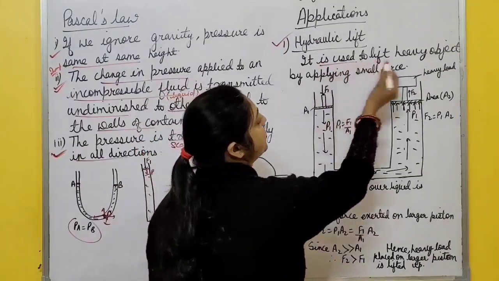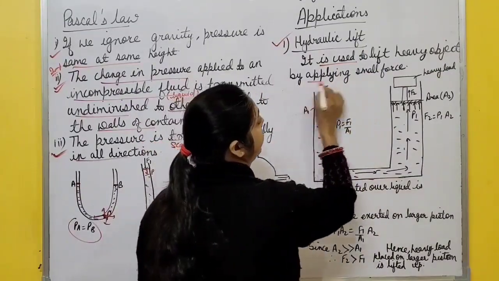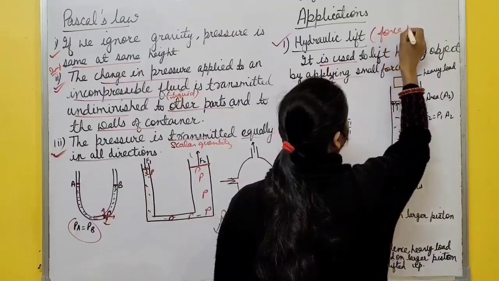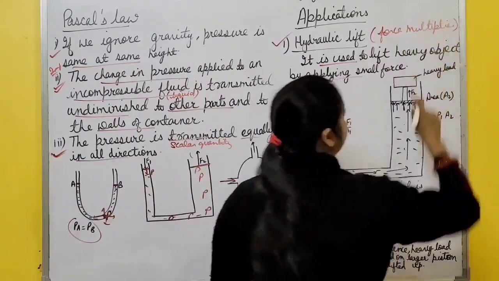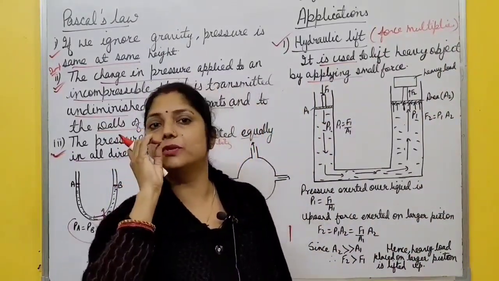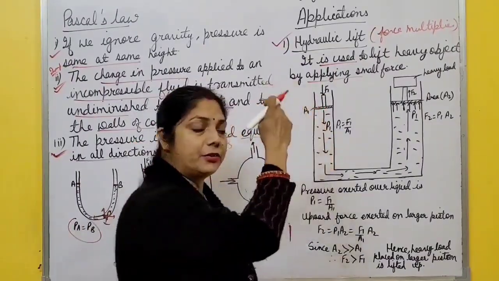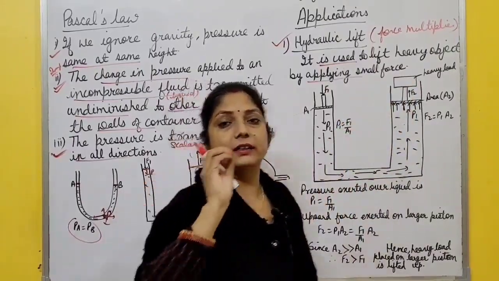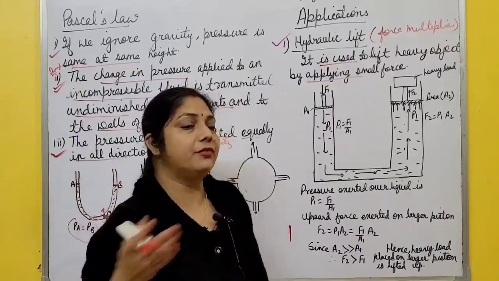It is used to lift heavy objects like a car at a service center by applying small force. So it acts as a force multiplier, right? This hydraulic lift is based on the principle that when a small force is applied over a small cross-sectional area, then due to transmission of pressure, a large force appears at the other end where the area is large, and this is used to support and lift heavy loads.